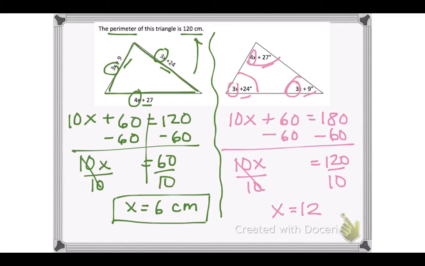The question is, when we talk about angles, what is the unit that we are using? How do we measure angles? We measure angles in degrees. So on this problem, our value for x is 12, and it's 12 degrees because we know we're talking about angles. Thanks, honey bunnies.